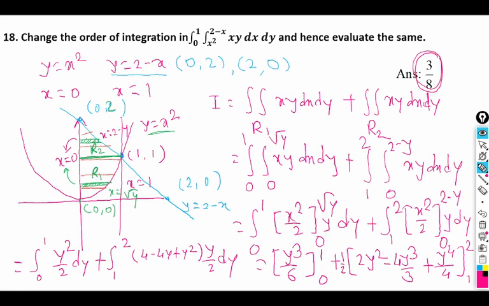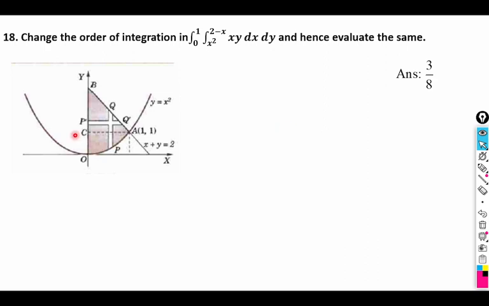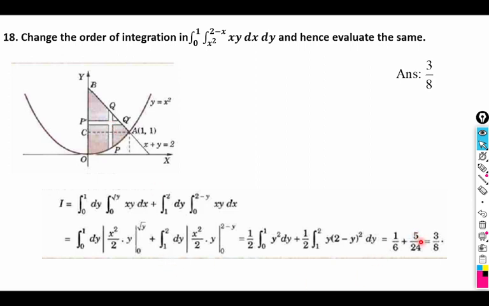I will show you the calculation here, directly the final answer, so you should try the calculation on your own. This was a diagram where we take a horizontal strip as p dash q dash, and this is the answer. 3 by 8 should be the answer there. So you should complete the remaining calculation.